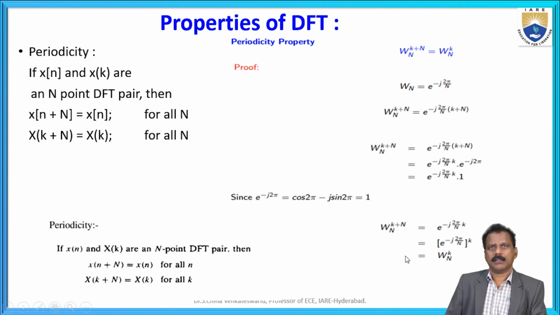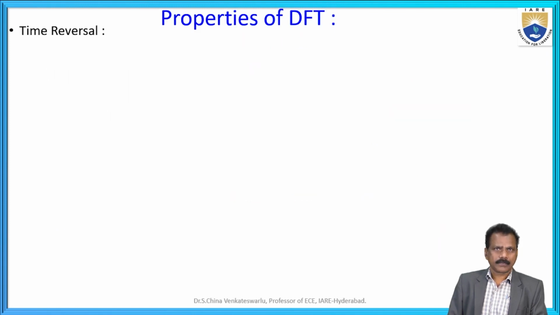Like this, we verified the periodicity, its importance, how it is analyzed mathematically, and how it is reflected in the twiddle factor and weighting functions. For efficient computation purposes, we analyze this type of property, which is periodicity. The next property is time reversal.